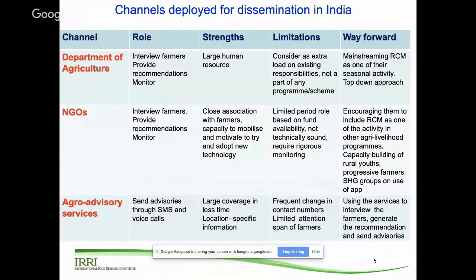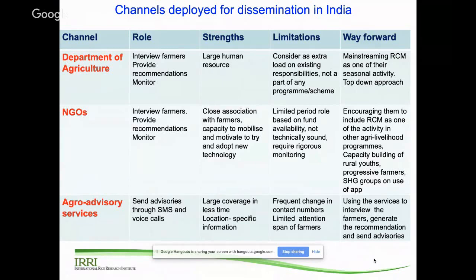They have large human resources, and they can help us in interviewing the farmer or providing the information, taking the recommendations to them. The major limitation of using these physical extension services is that most of the time they consider it an extra load on their existing responsibilities, and unless it's a part of their program or schedule, it's difficult to motivate them to use the digital services.